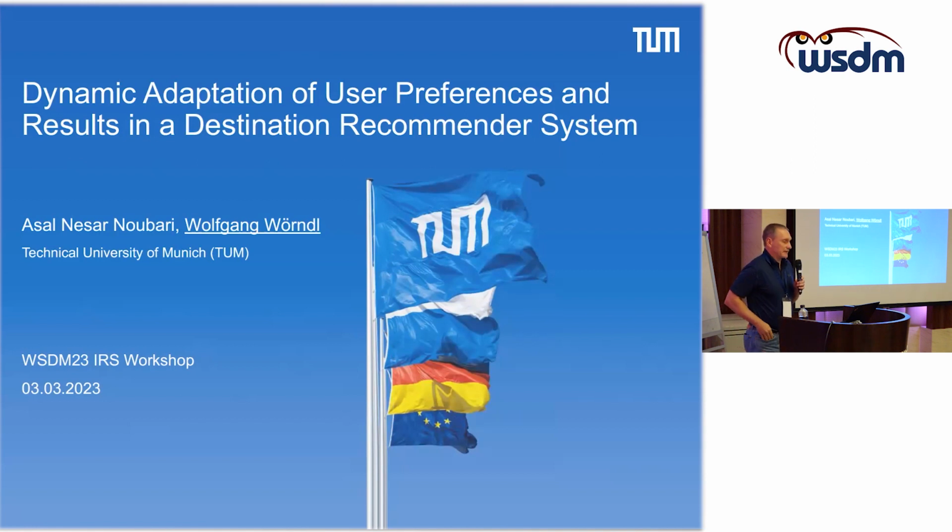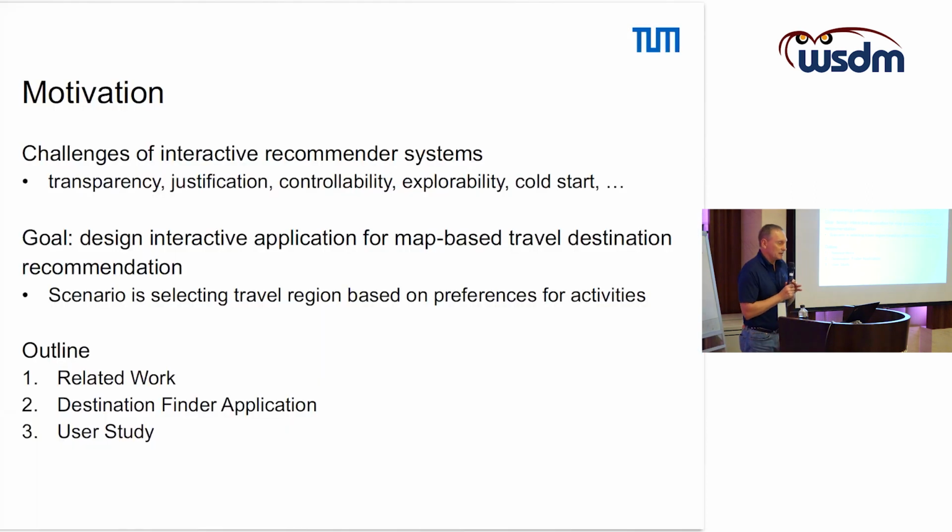This work, again, is about the dynamic adaptation of user preferences and results in destination recommender systems. As was introduced before by the second speaker of the earlier session, interactive recommender systems pose a lot of challenges. I liked how he phrased it: any click of a user counts and involves a cost. So this is not about data analysis, but about user interaction with a recommendation application and the user interface. In more detail, these recommender systems have challenges like transparency.